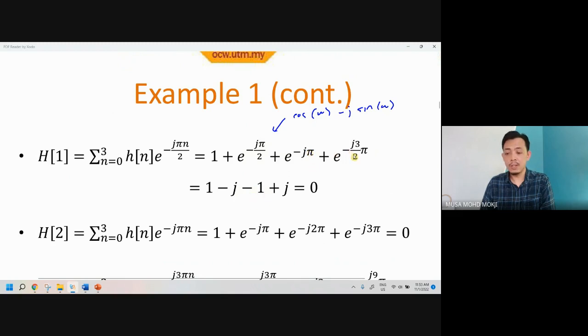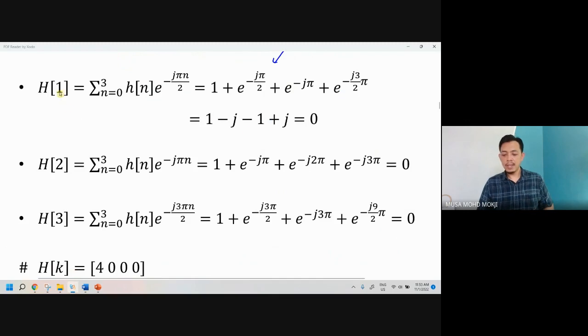And then the last one is 3 pi over 2. Cos 3 pi over 2 is 0, and sine 3 pi over 2 is actually negative 1. Negative, negative, then you get positive j. So this is where you have 1 minus j plus minus 1 plus j, which equals 0. And you can go on.